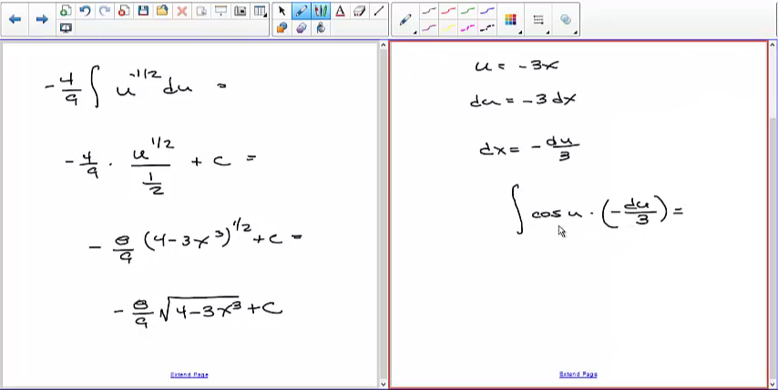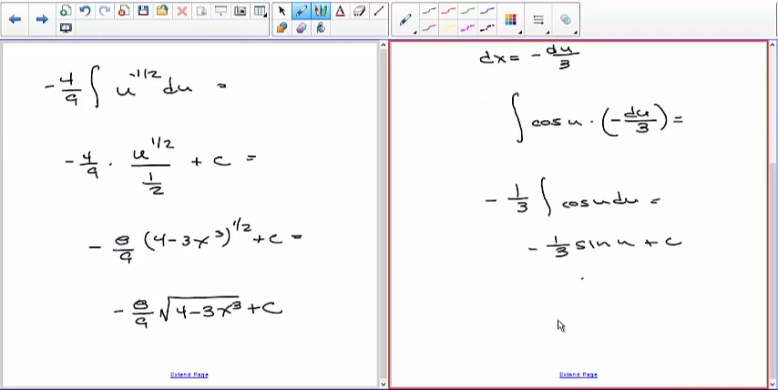And so you can bring the negative 1/3 out, and then the integral of the cosine of u is the sine of u. You add your arbitrary constant c at that point, and then you substitute u back in, so you get negative 1/3 the sine of negative 3x plus c. So that's your answer on that one.